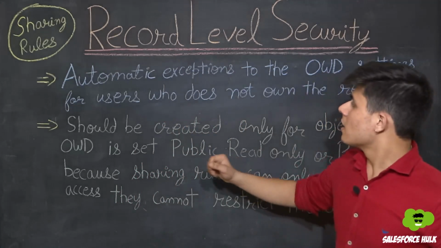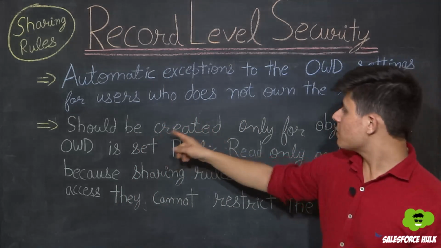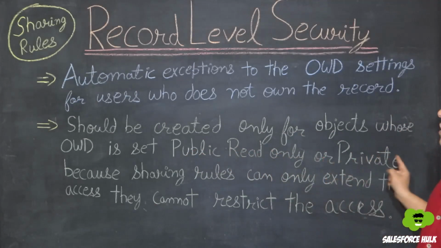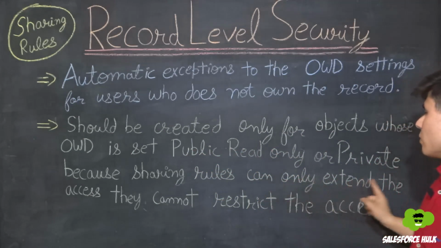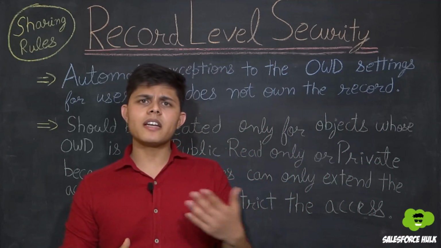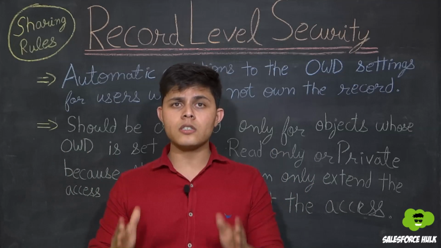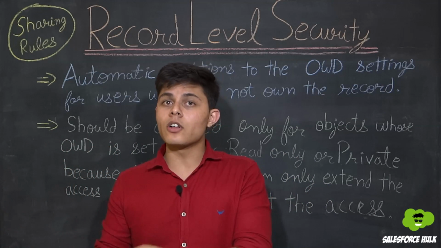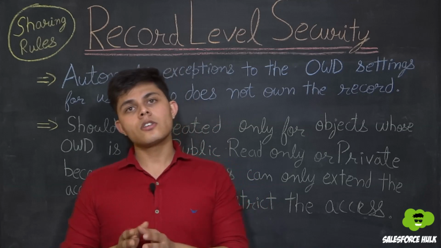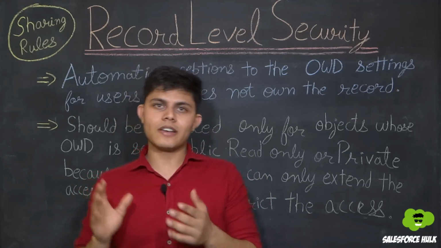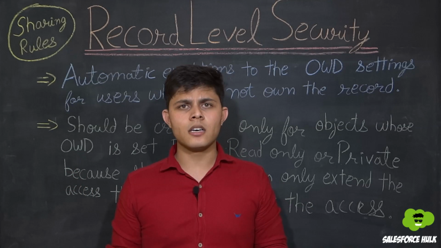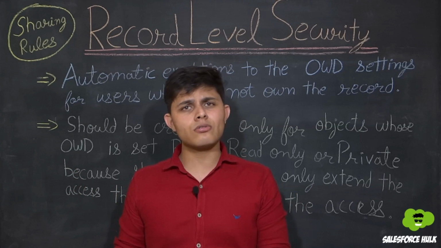Okay, next point. Sharing rules should be created only for objects whose OWD is set to public read only or private, because sharing rules can only extend the access, they cannot restrict the access. So we are implementing sharing rules to open up the access for the users who do not have the access to that particular record from the OWD, and they do not also own the record. So in that situation, we can use sharing rules. But what if OWD is public read write? All the users already have access to that record.